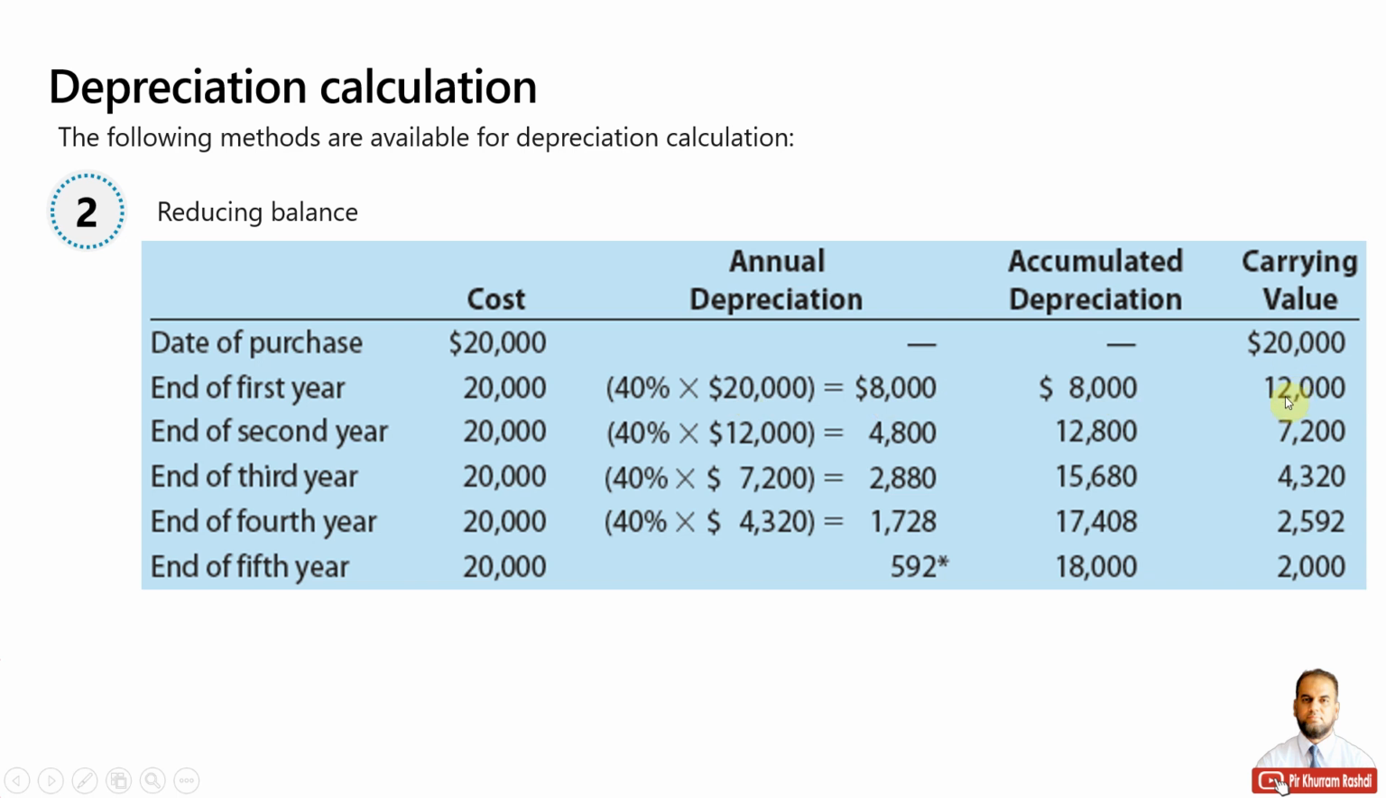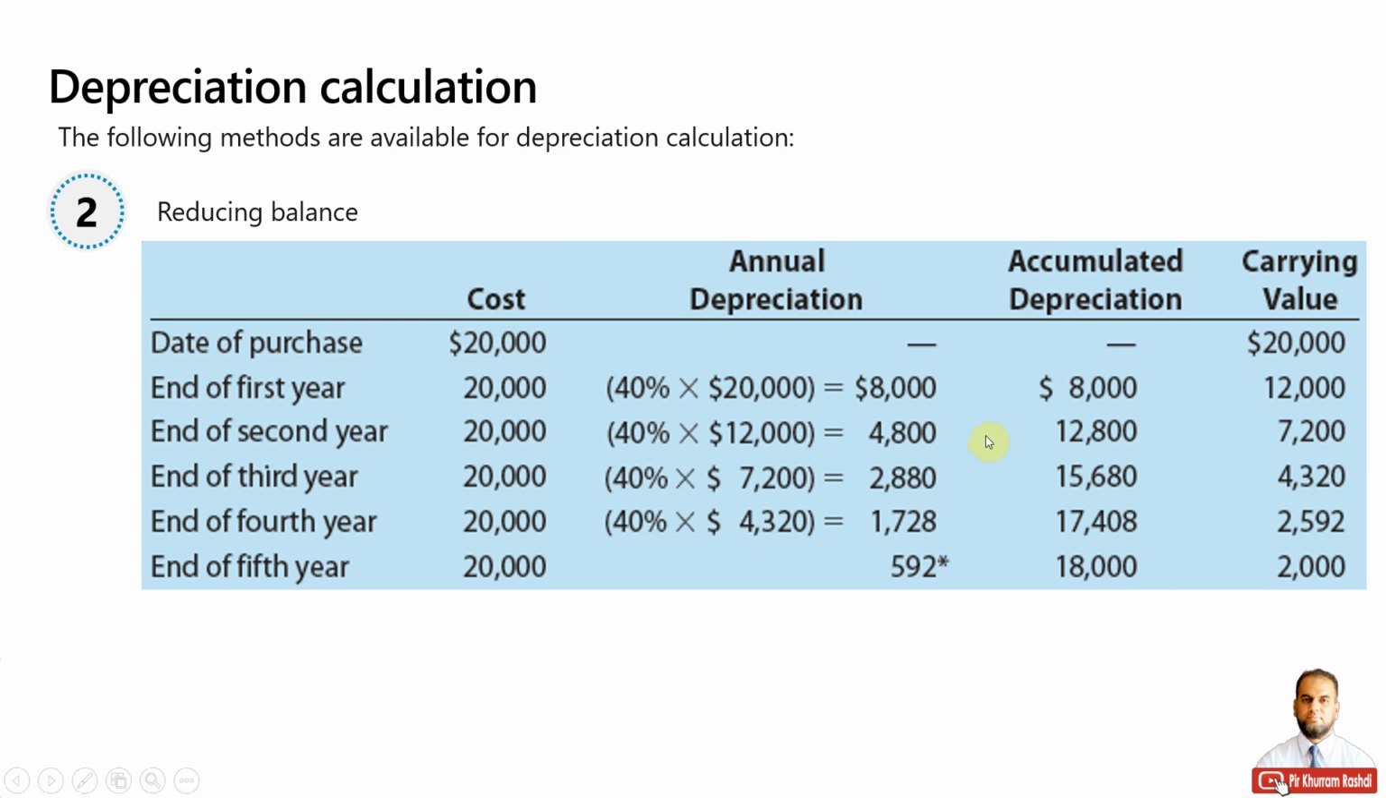Similarly, at the end of second year, the 40% will not be applied to the actual cost, rather to the remaining balance of that asset. So the remaining balance is in the last column, that is 12,000. So 12,000 will be multiplied by 40%, and it will become 4,800. So in the second year, you can see it is a lesser value than $8,000. So that's why the depreciation expense has reduced at the end of second year.